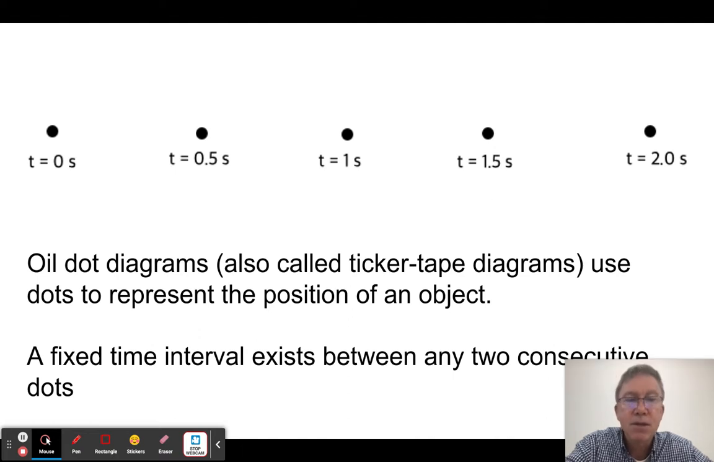So the idea with these, we'll just call them oil drop diagrams, is that I have a mark that is placed at consistent time intervals. The reason we call it oil drop diagrams is imagine there's a car and oil drips out of it like once every, say, half second, or once every second, or once every 2 seconds.